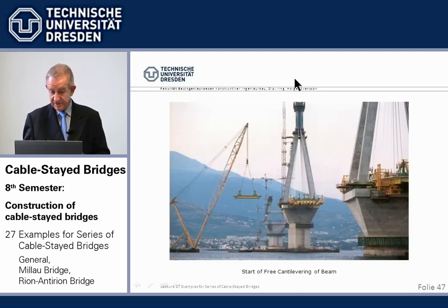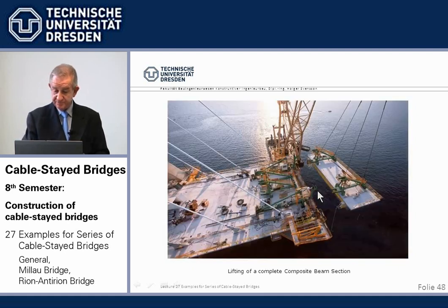And then once all this is in place, we start free cantilevering. In this case, it was done in parallel for all the towers. We do it by floating crane. We have here one element arriving.